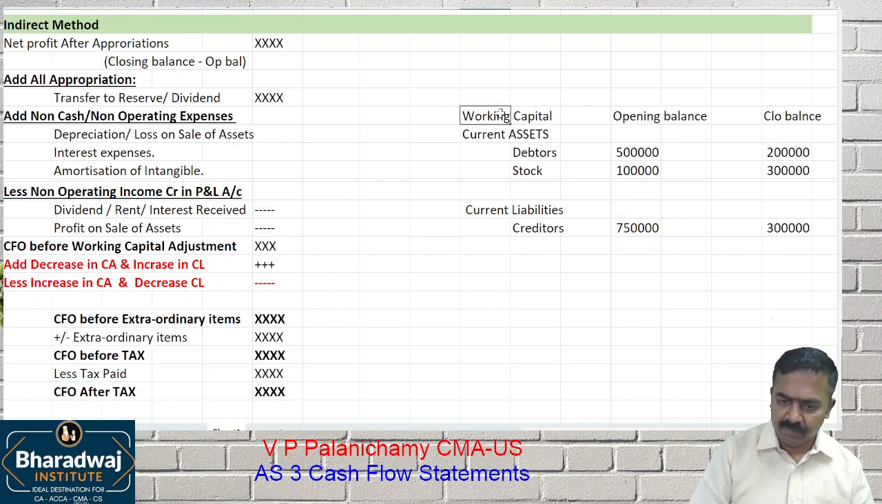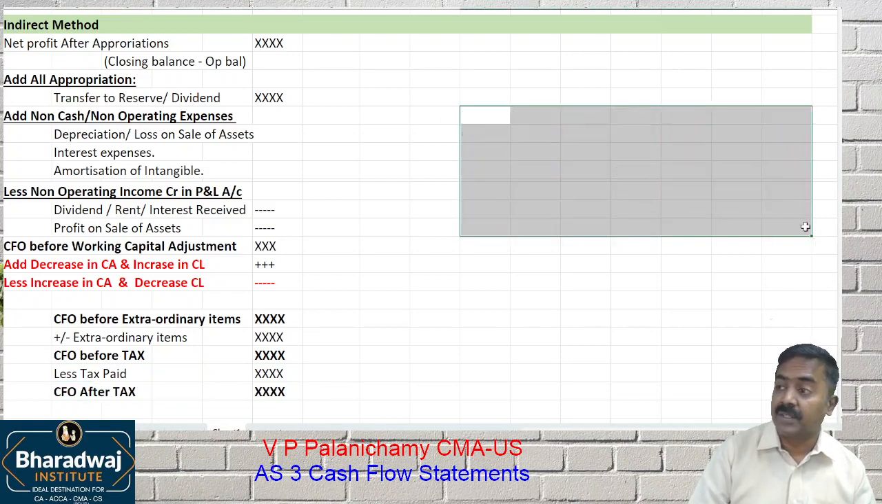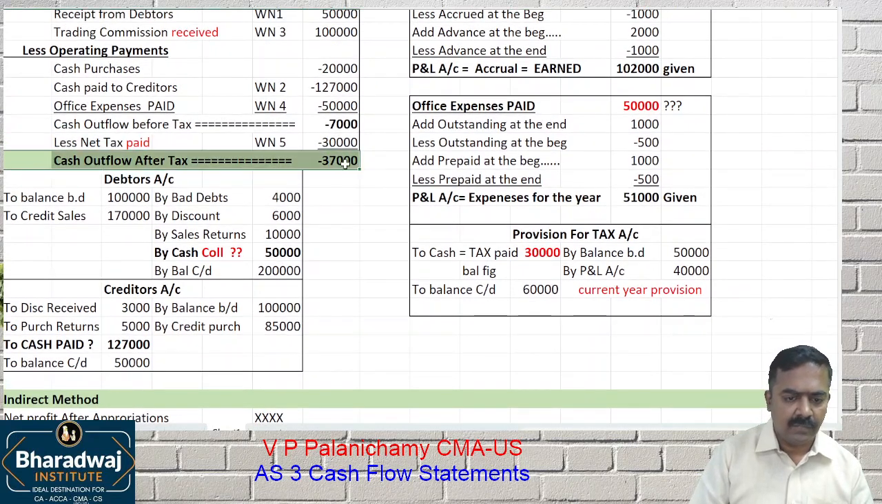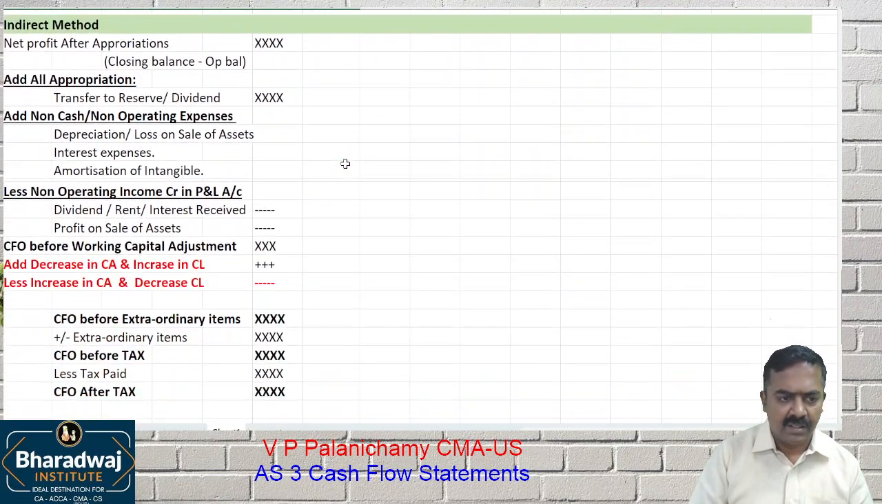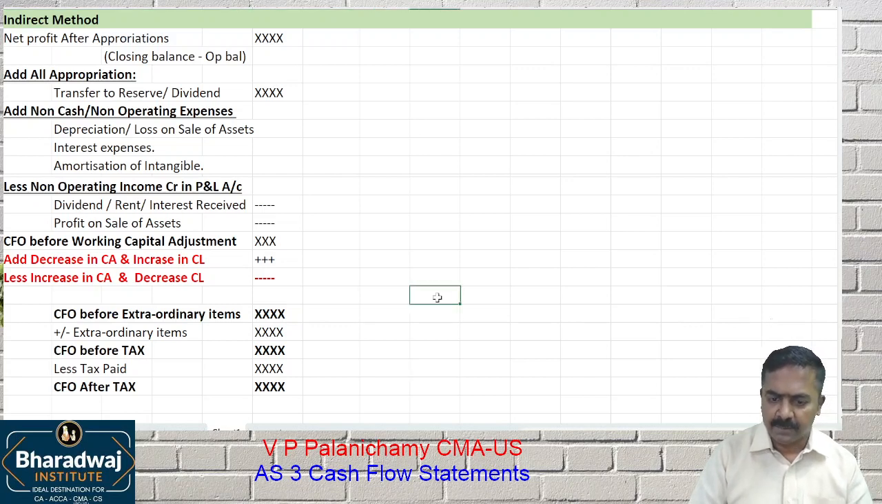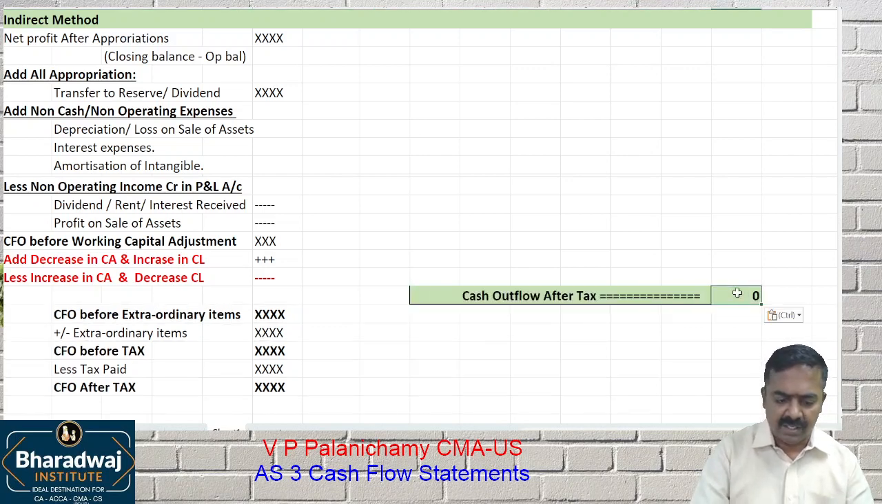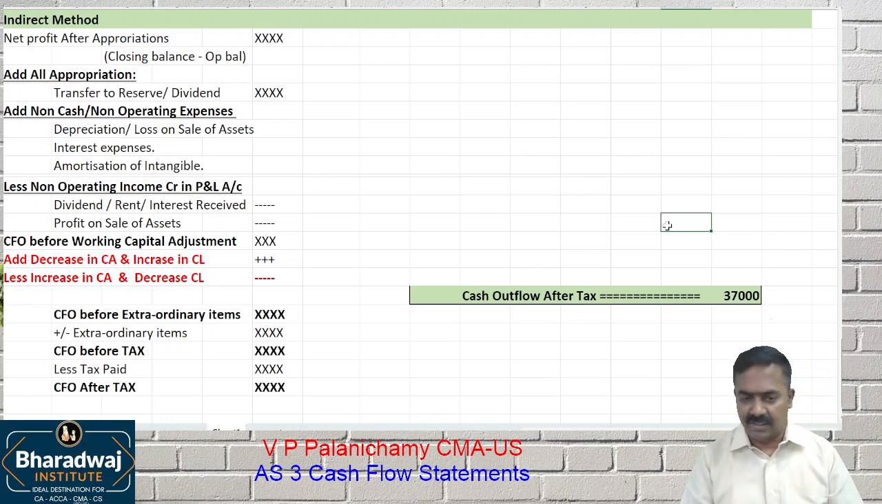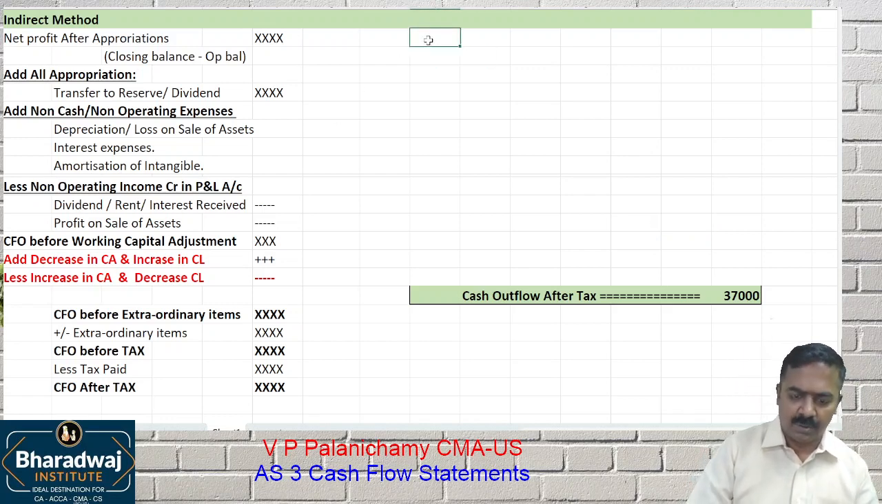CFO after tax. Now which question have we solved under the direct method? What is the answer we got? 37,000. Same question, let us work it out under which method? Indirect method. We should get what? Not a different answer. Method can change, but the answer should not change. How much should you get? 37,000. Let us work it out.